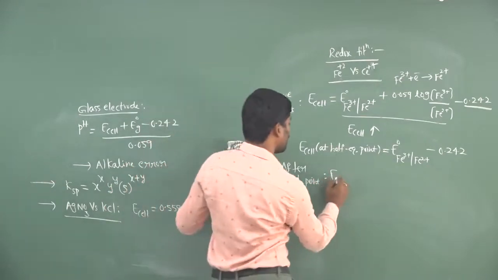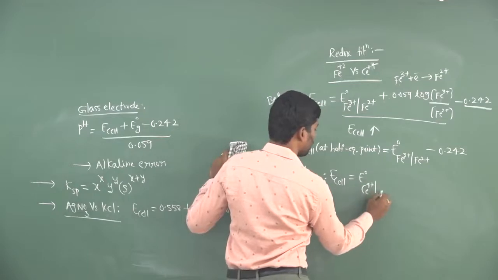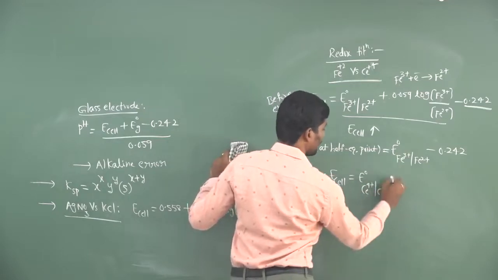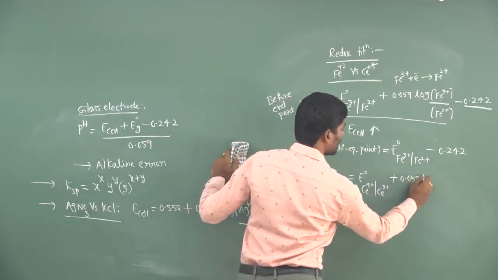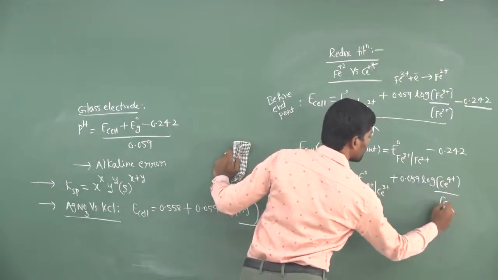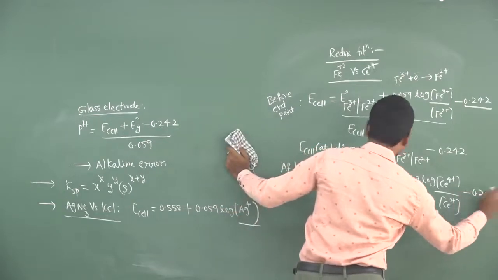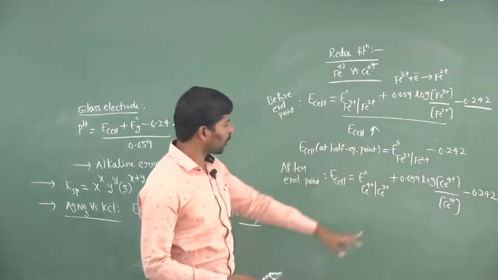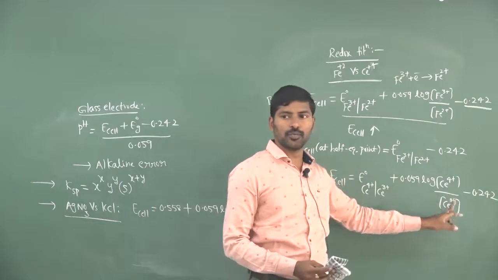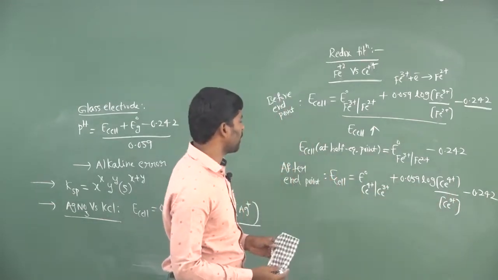So E cell we get like this: E0 cerium 4+/3+ plus 0.059 log cerium 4+ by cerium 3+ minus 0.242. So this is after end point. So cell potential is controlled by the cerium 4+ to cerium 3+ ratio.